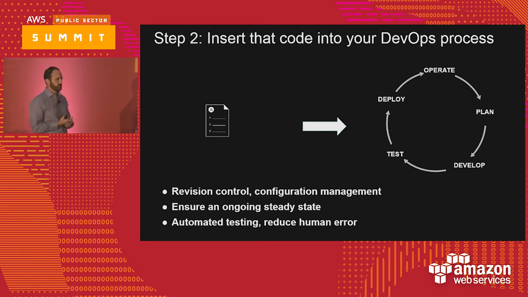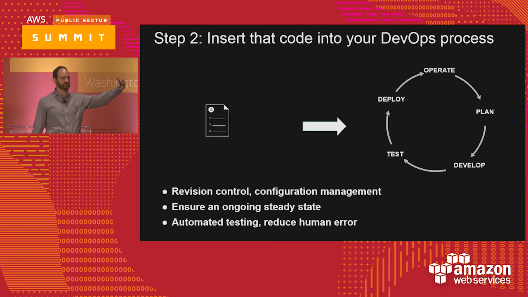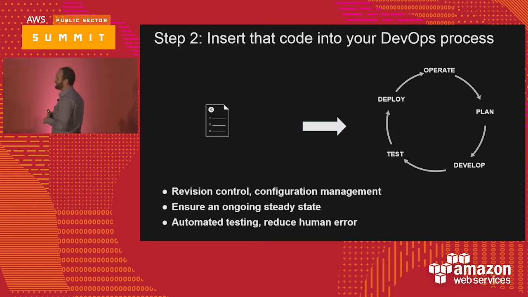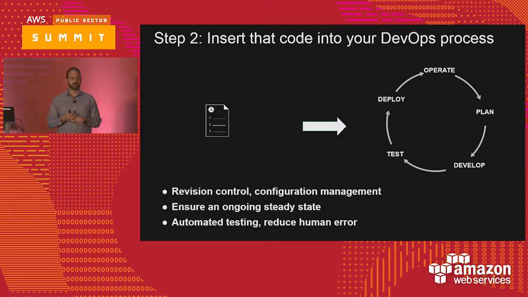baseline that, again, a lot of people aren't doing nowadays. It allows you to ensure an ongoing steady state because you've got the end state that you're trying to achieve, and you can always make sure that your infrastructure is a reflection of that end state to find deviations from that baseline. It gives you automated testing to reduce human error.